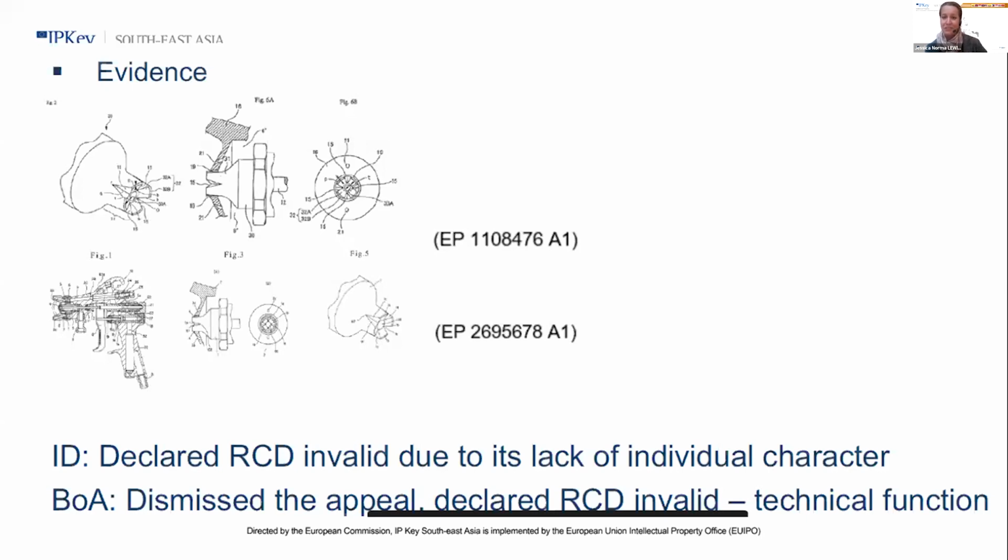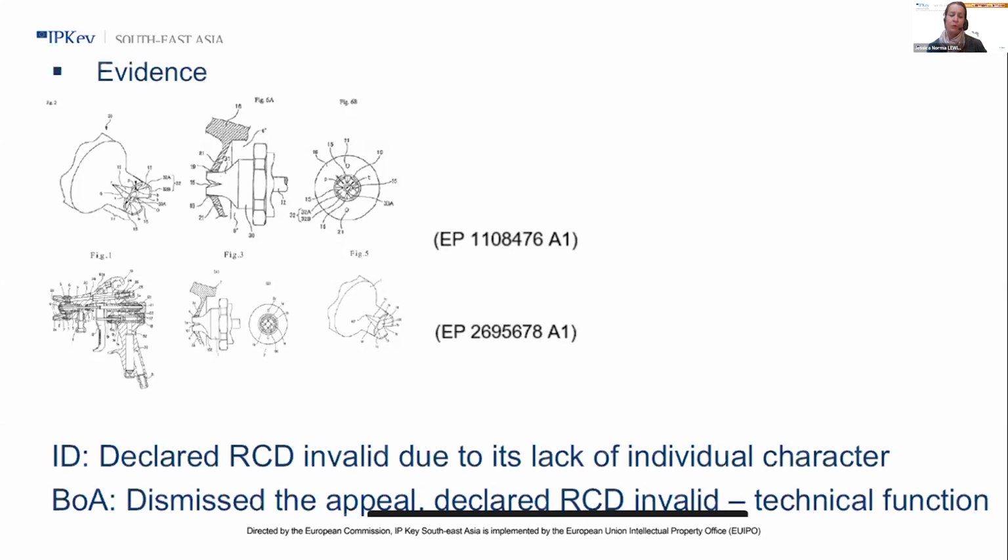And so at first instance, we chose lack of individual character. That means you have to compare the two designs. The earlier design was from a patent, and in this case, it was pretty obvious that it had a technical function.